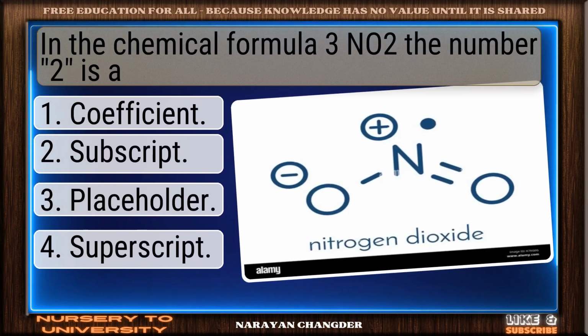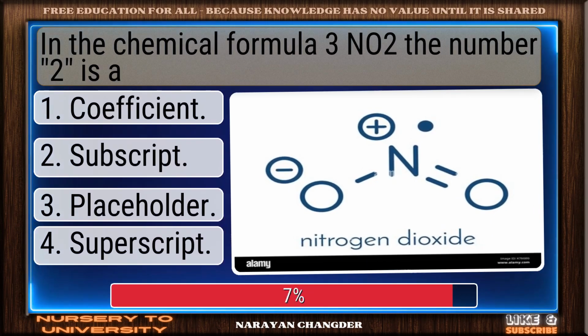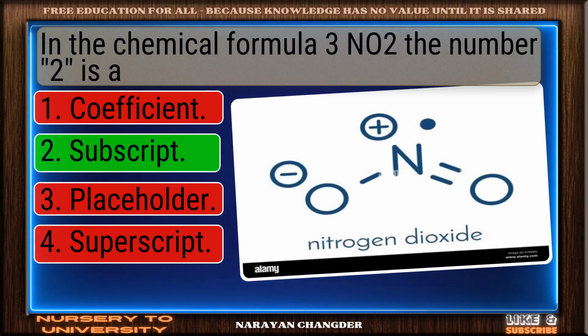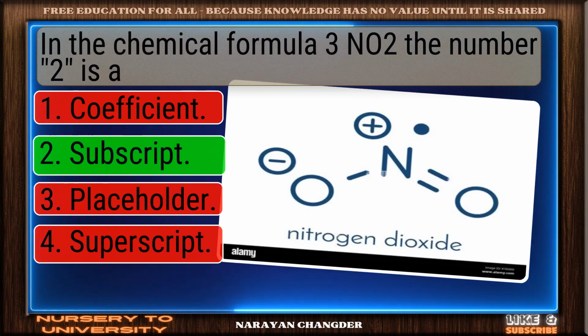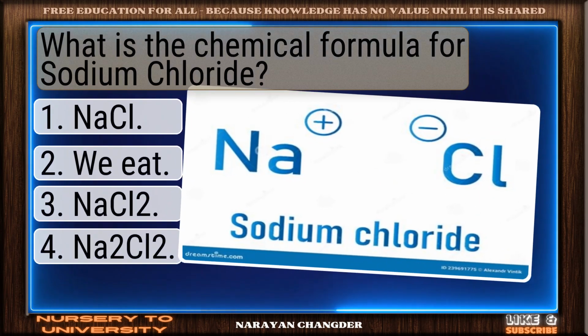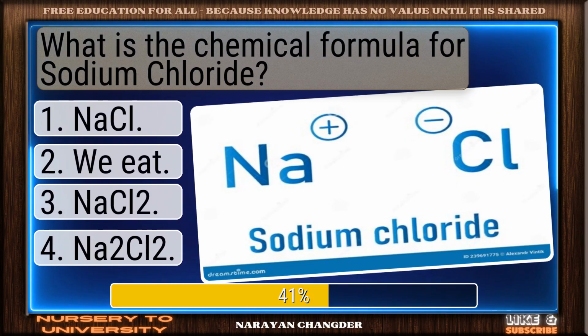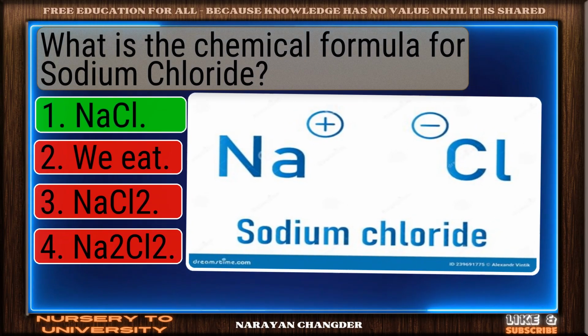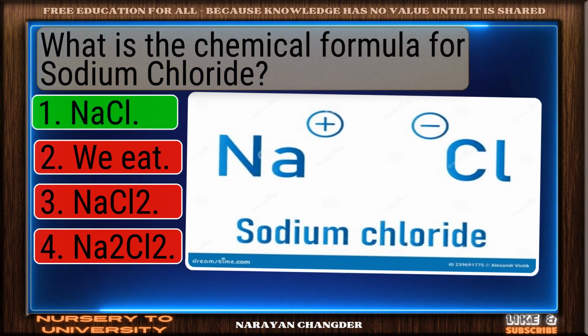In the chemical formula, the number 2 is a. You're right. Subscript is the correct answer. What is the chemical formula for sodium chloride? Clear logic. Your choice, NaCl, is sound and 100% true.